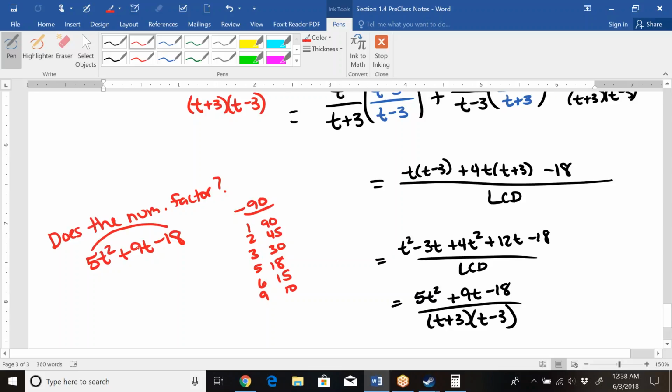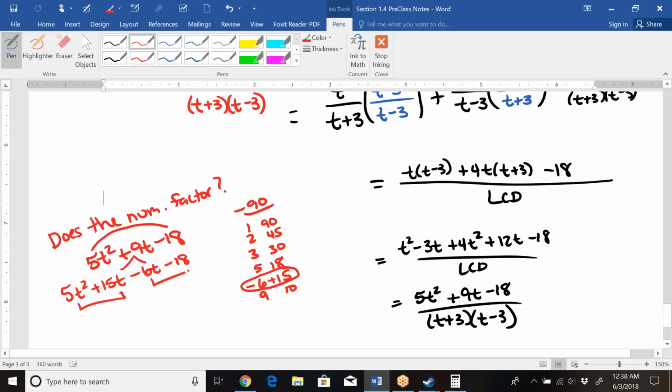So then we need a group that makes it negative 90, so one's positive and one's negative, but it needs to add to 9. So it looks like we need a negative 6 and a positive 15. So it looks like this is going to factor. So 5t squared, I'm going to put the 15t next to that. It doesn't matter which one as long as you get them both. And notice the 5t squared stays, the 18 stays 18. It's just the middle term that gets changed.